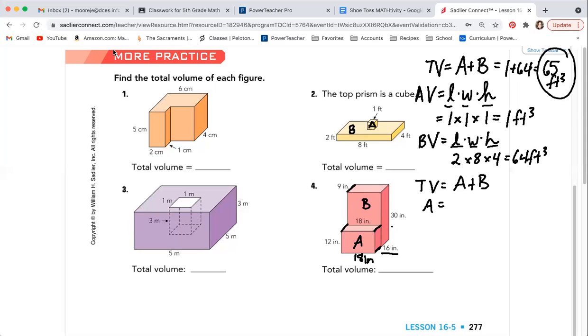9 and what together would make 16? 7. Yeah, so 7 from shape A, 9 from shape B. If you push those two distances together, do you get 16 altogether? You do. So now we've found, just by using logic, the depth, the length, and the width of shape A. So that's going to be our length times our width times our height, or length, width, depth. It's up to you how you like to label those dimensions. Either way, we're grabbing an 18, a 12, and a 7.